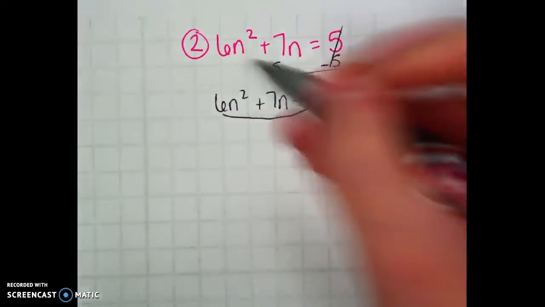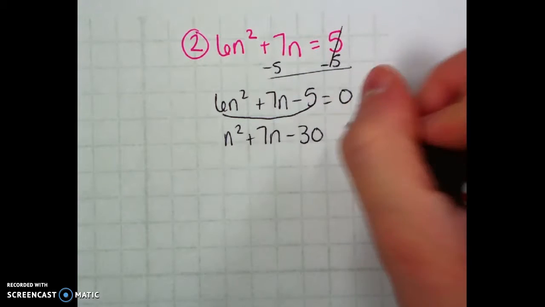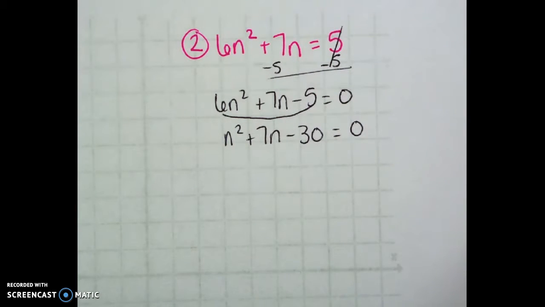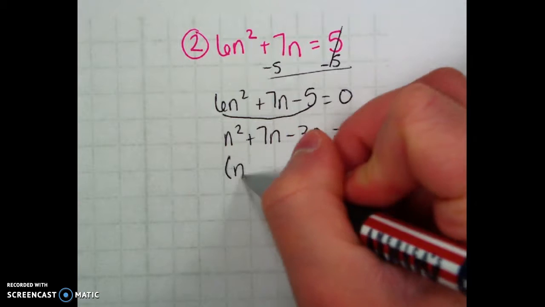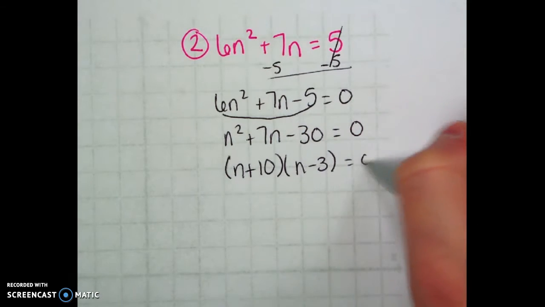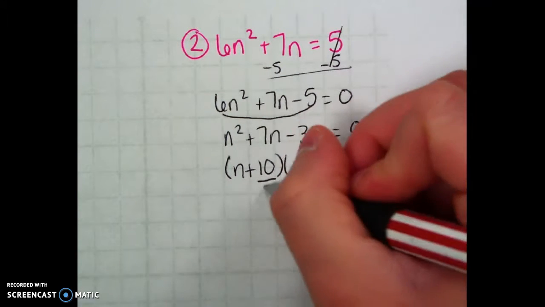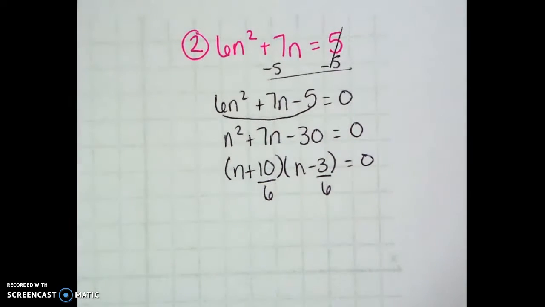So slide the 6 over, I get n squared plus 7n minus 30 equals 0. That factors to n plus 10, n minus 3. Divide by whatever you slid over, so divide by 6. And both of these will reduce down to other fractions.